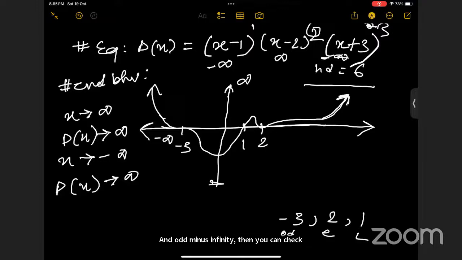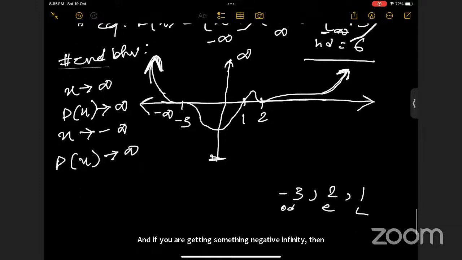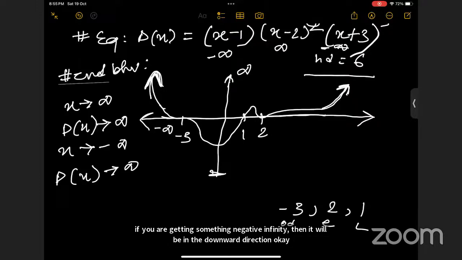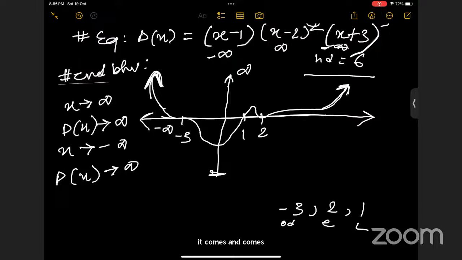And this is the y-axis. So if you are getting positive infinity, then the direction of the ending of the curve will be in the upward direction. And if you are getting negative infinity, then it will be in the downward direction. Ma'am, it depends on the power, right? If it is an even power, positive infinity, and if it is an odd power, negative infinity.